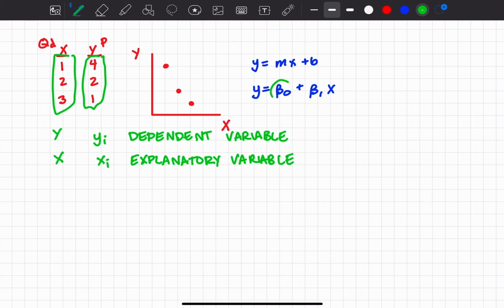And then we have these two parameters, beta naught and beta 1, and that's of course the intercept and the slope. And then when we put hats on those parameters, that just refers to the estimate of the intercept and the estimate of the slope. So beta naught hat and beta 1 hat is the estimate of the intercept and the estimate of the slope.